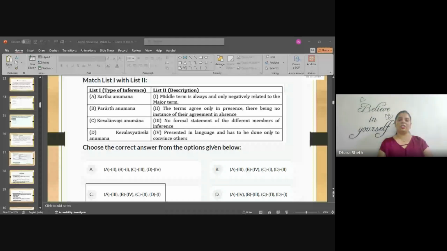Clear with this question? This is a question which has been asked in the exam. One person? Okay.